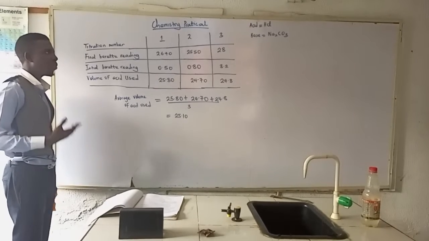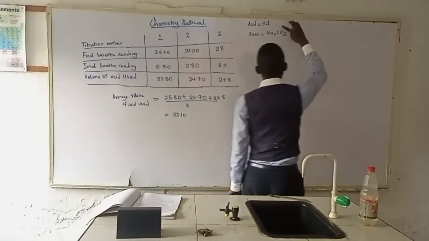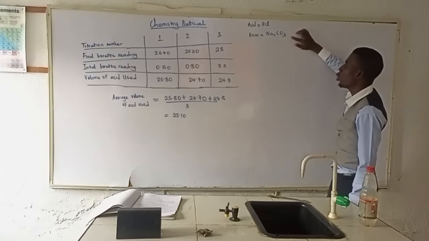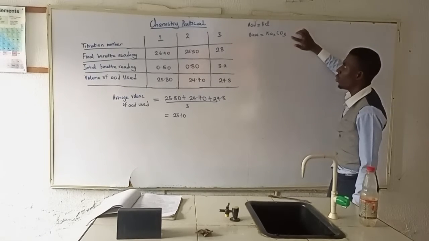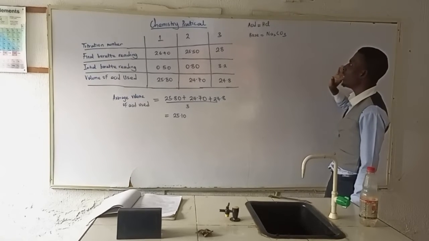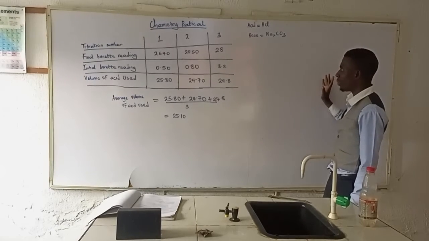Now the next question from this aspect again, they can decide to ask us, what is the choice of indicator used in this particular acid? They provided us with the acid. The acid in the question is hydrogen chloride, while the base in the question is sodium trioxocarbonate(IV), Na2CO3. And remember that our choice of indicator is actually dependent on the nature of the acid and the nature of the base.